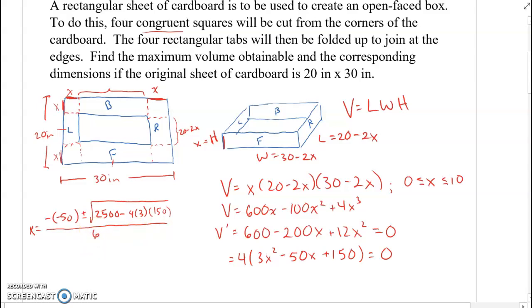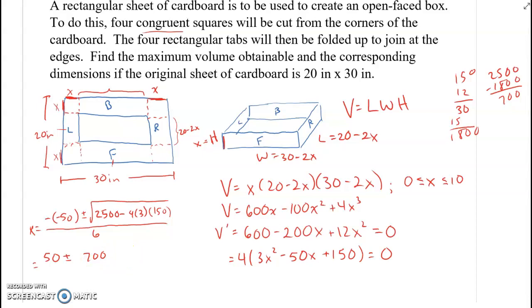Right? So we've got 50 plus or minus the square root of, oh, I don't know, 15 times 12 doesn't seem too hard. It's going to be, did I do that right? Yeah, 180 followed by an extra 0, so 1800. So we've got 2500 minus 1800 is 700. Alright, so the discriminant is 700. It's good we didn't try to factor because 700 is not a perfect square. And then we've got that over 6.